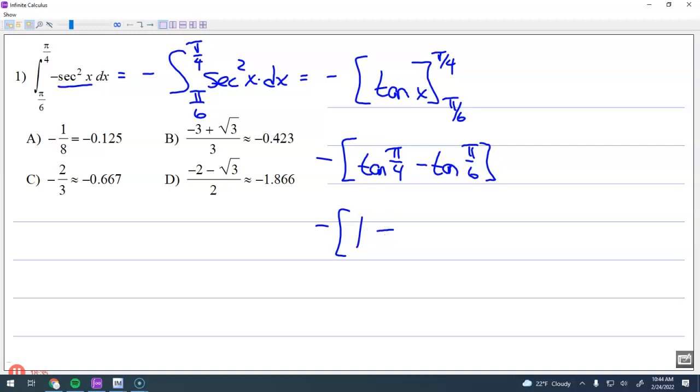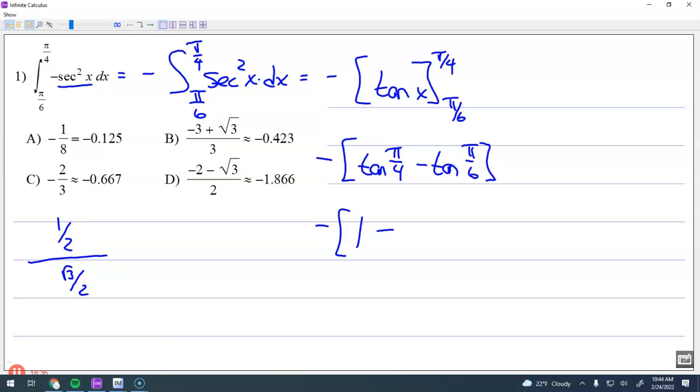Tan of pi over 6 is a little more annoying. Pi over 6 is 30. The y value is 1/2. The x value is the square root of 3 over 2. So it's 1/2 divided by the square root of 3 over 2. That's your y over your x, or your sine over your cos.